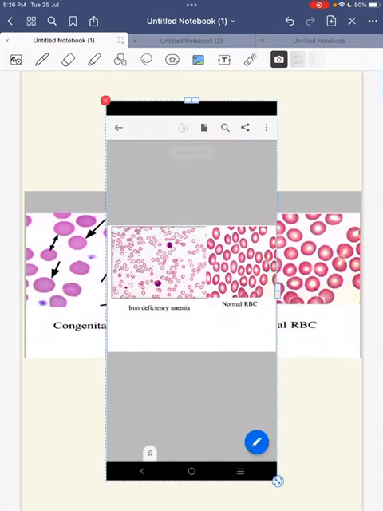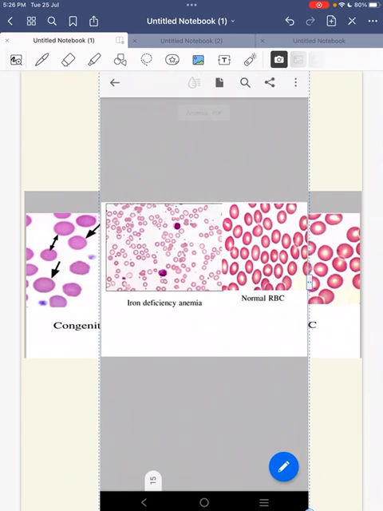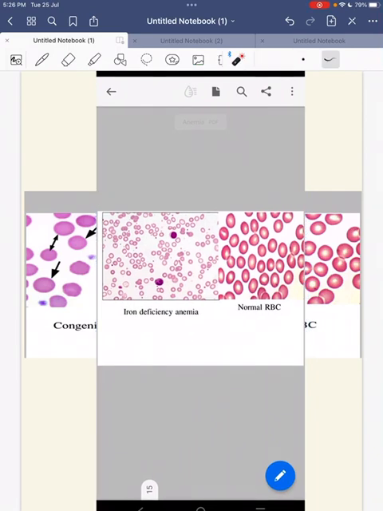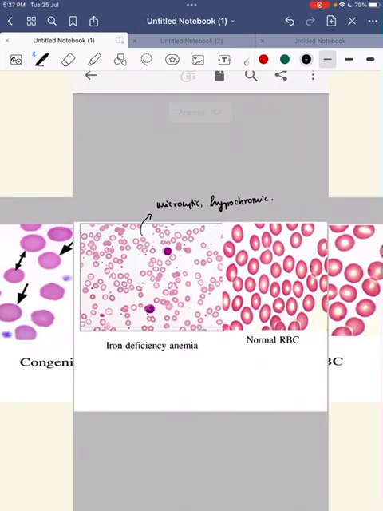Next, this is a child with iron deficiency anemia. In this you can see the cells are very small. The cells are small with increased pallor, that is, the central pallor is increased. So the child has a microcytic and hypochromic anemia. This is about iron deficiency anemia.